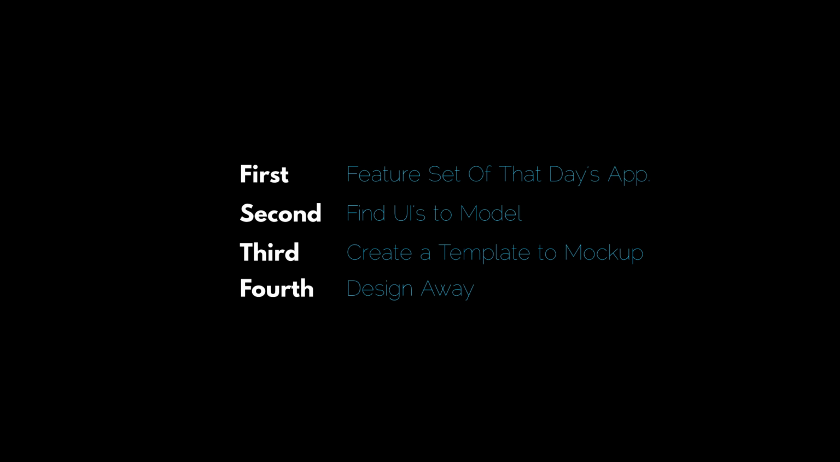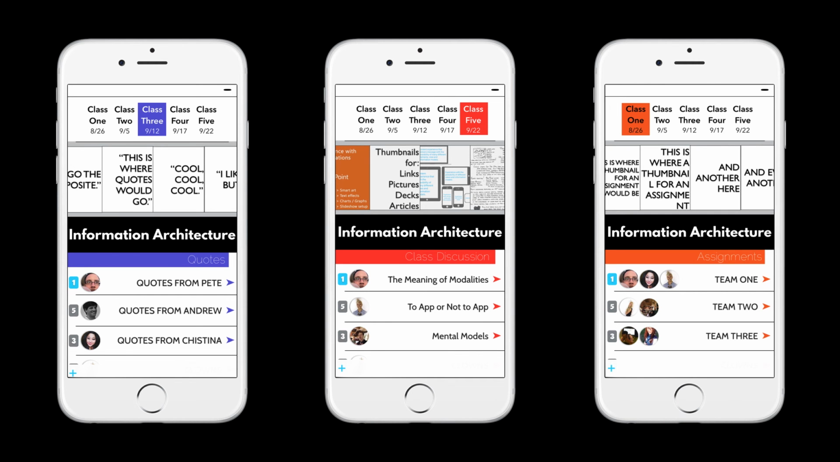So first, we set features of that day's app. Second, we found UIs to model after, both conventional and disruptive. Third, we created a template to mock up and brought that in and made it opaque so that we could design over it. And fourth, we put down our ideas. And we tried to do that as quickly as possible and with as little concern as possible, just kind of shooting from the hip. And this is what we ended up with.